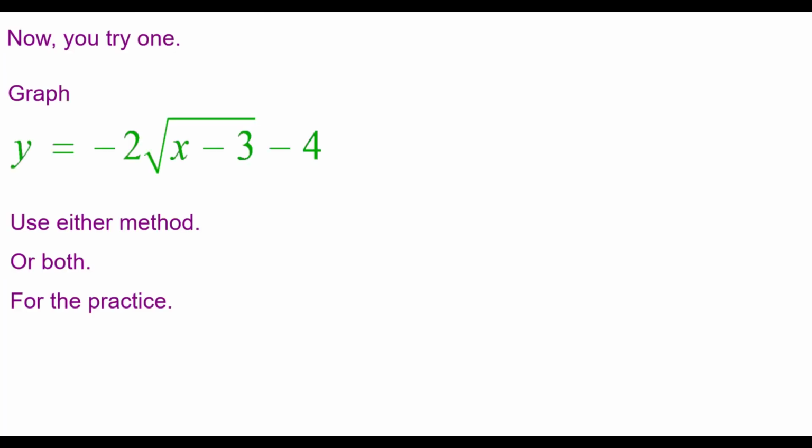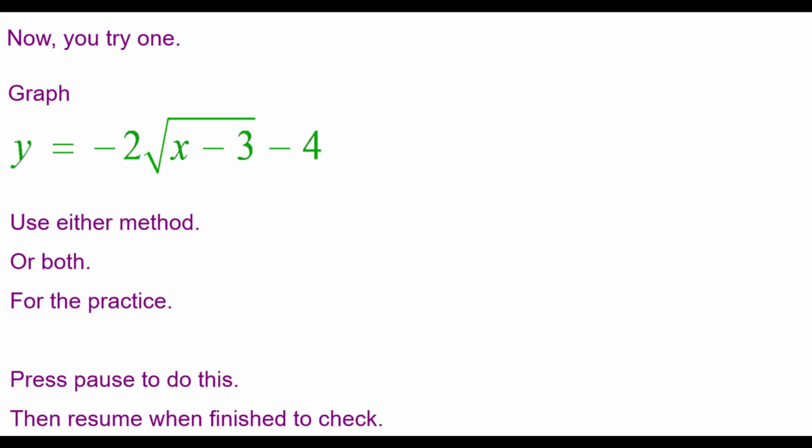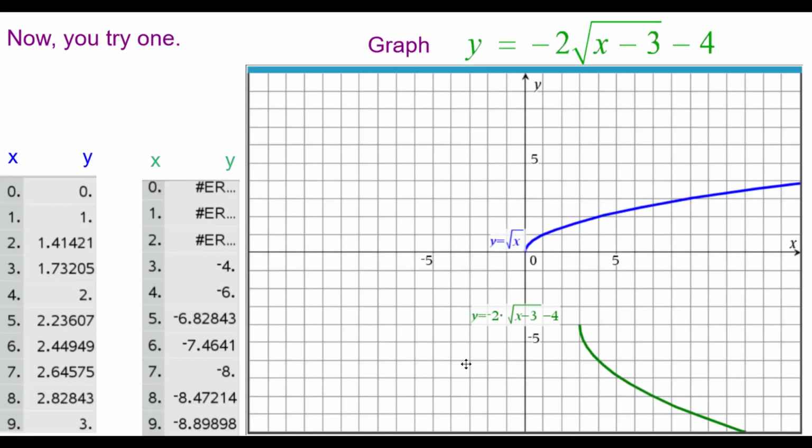Now you try one. Graph y equals negative 2 times the square root of the quantity x minus 3, minus 4. Use either method or both for the practice. Press pause to do this and resume when you're finished to check your answer. And here's your answer in green. Notice the table is undefined until we get to x equals 3. That does, ER stands for undefined or error.